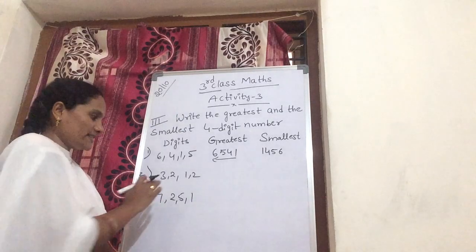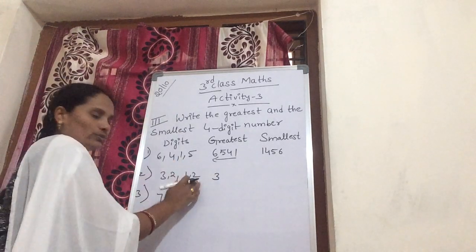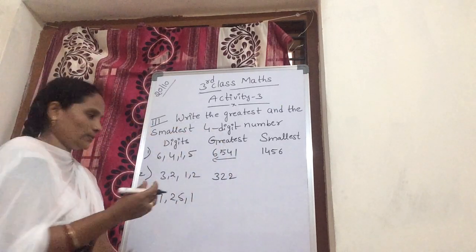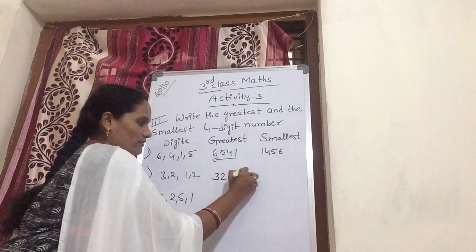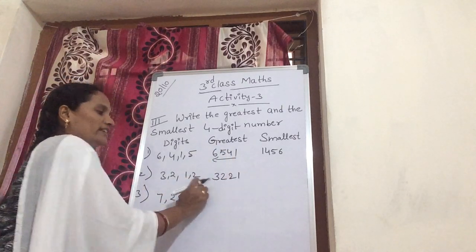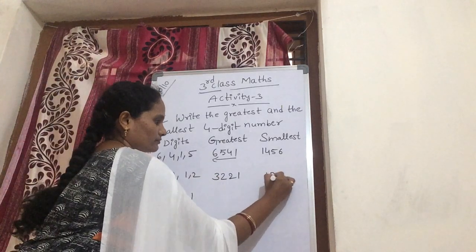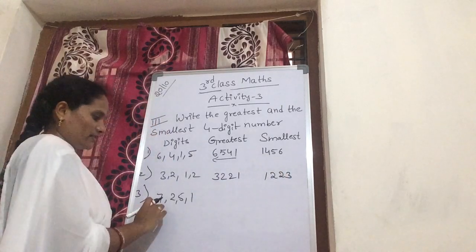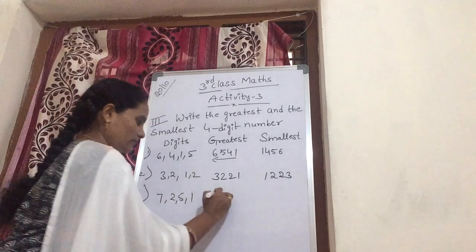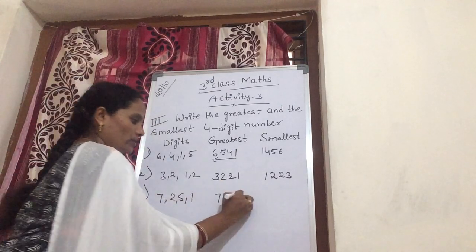First greatest is 3. Next 2, 2. Repeated 2, you write 2, 2. Next, the last one is the 1. 3,221. You write in reverse or you check for the smallest one. Next 7, 2, 5, 1. Which one is the greatest one? 7. Next 5. Next one 2. Again 1.